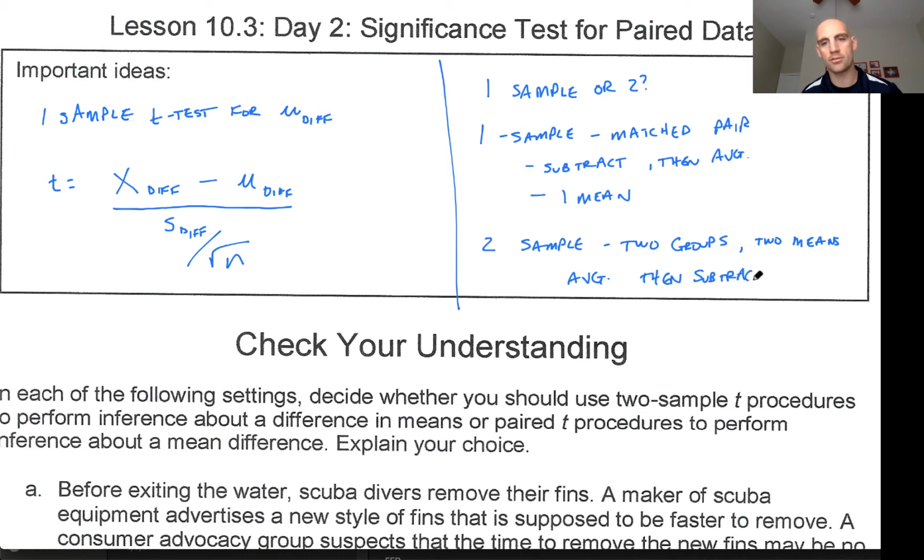Right? So if you have the two groups, you'd find the average for the juniors, the average for the seniors, and then you subtract those two means to find out is there a difference.